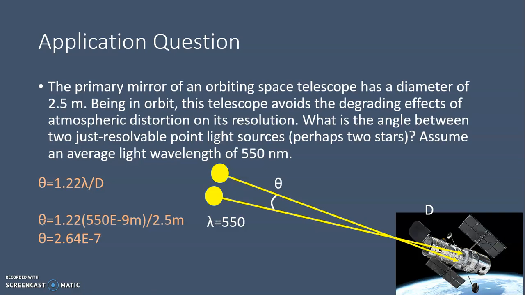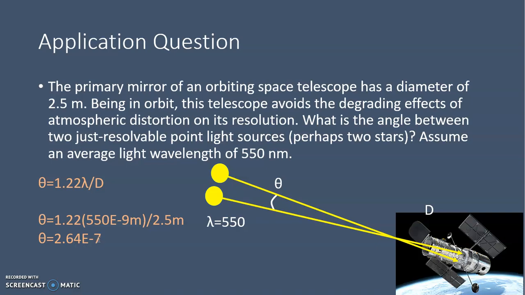So theta is equal to 1.22 times the wavelength, and this is going to be in meters, so it's 550 times 10 to the negative 9th meters, or 550 nanometers, because that was given to us in the example. Okay, and that's divided by 2.5 meters, which is our diameter. So we have our units correct. And as we multiply this out, 1.22 multiplied by 550 e to the negative 9th divided by 2.5 will equal 2.64 e to the negative 7th.